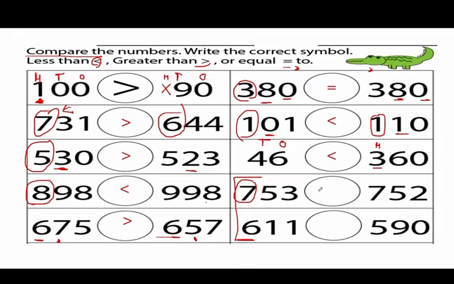Okay, look at the hundreds. 7 and 7 equal. I go to the tens. 5 and 5 equal. I go to the ones. 3 and 2, excellent. The 3 is bigger. Look at the hundreds. 6 and 5. 6.